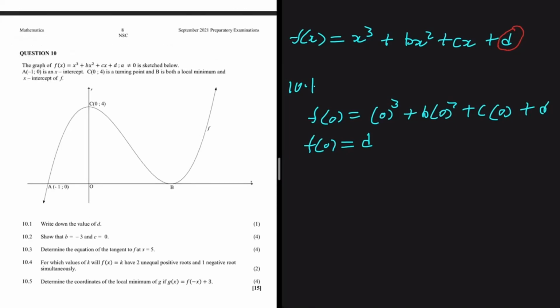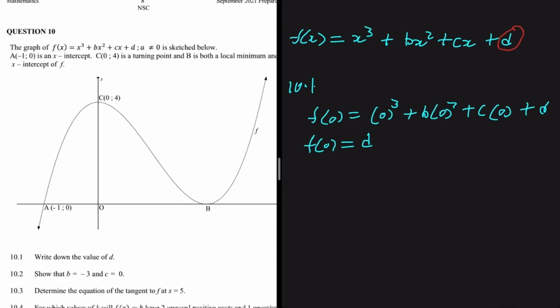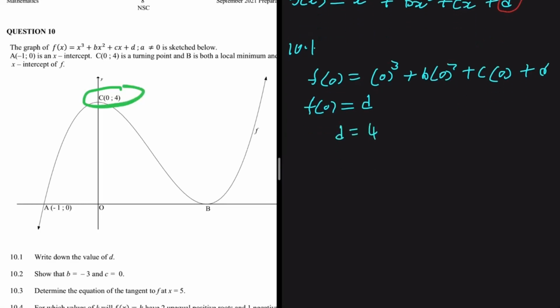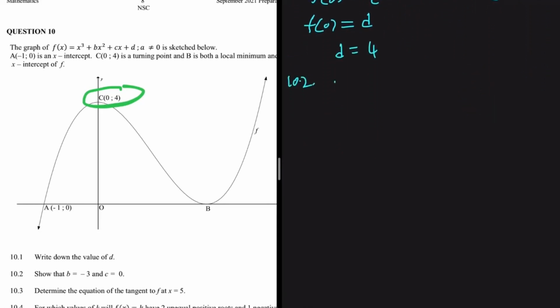So let's go to our graph and see what the y value of the y-intercept is. You can see here that C is the y-intercept, and the y value there is 4. So now we can conclude that d equals 4. And now we can do 10.2. 10.2 is saying, let's show that b equals -3 and c equals 0.